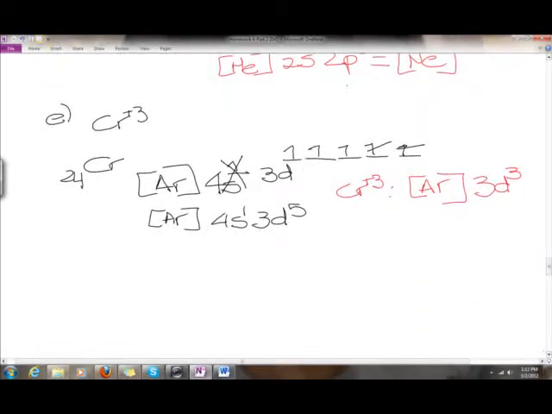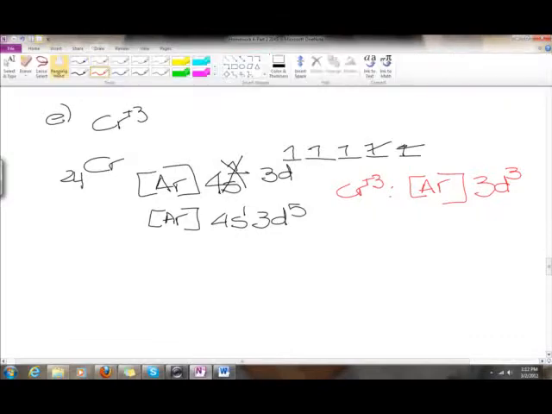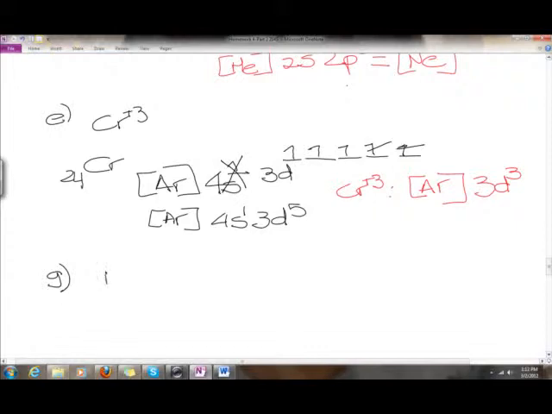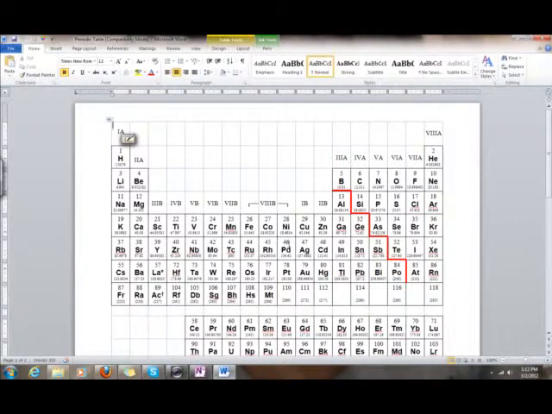Let's do one last one. Palladium, letter G, Pd. The electron configuration of charge 0 would be krypton, and this is not one of the exceptions. We have here 5s2 4d, 1 2 3 4 5 6 7 8.